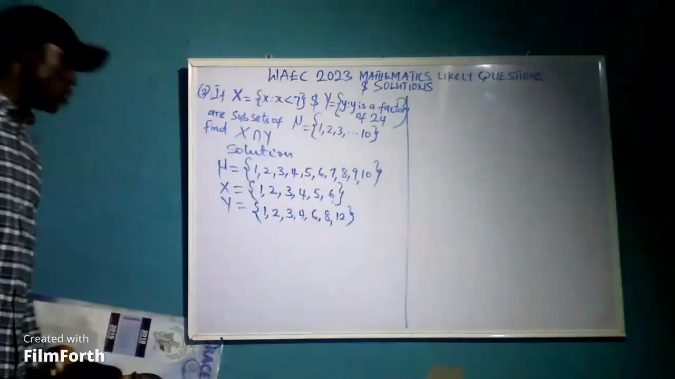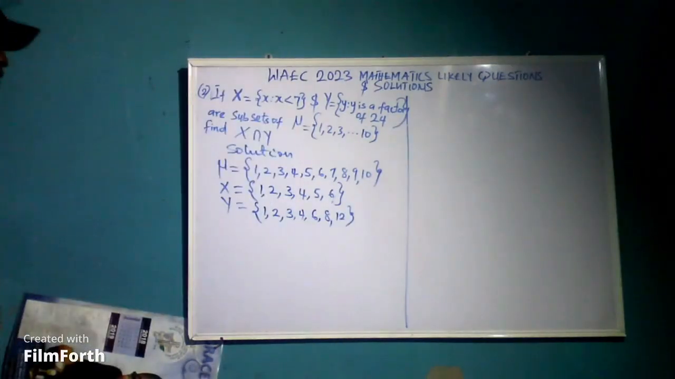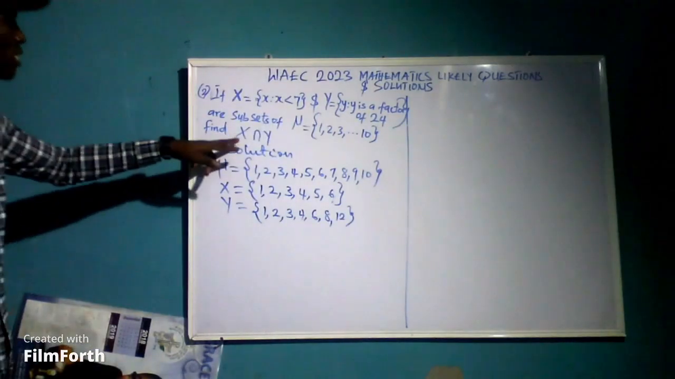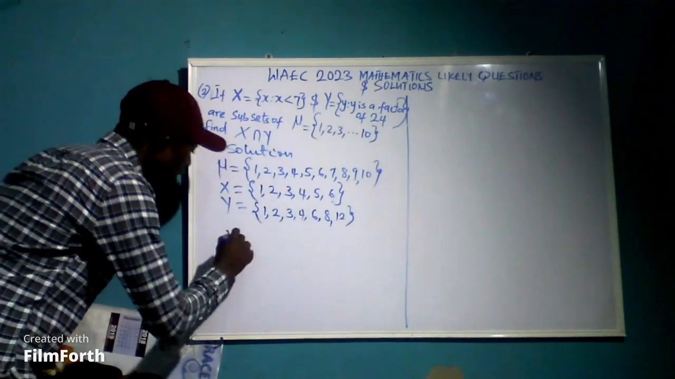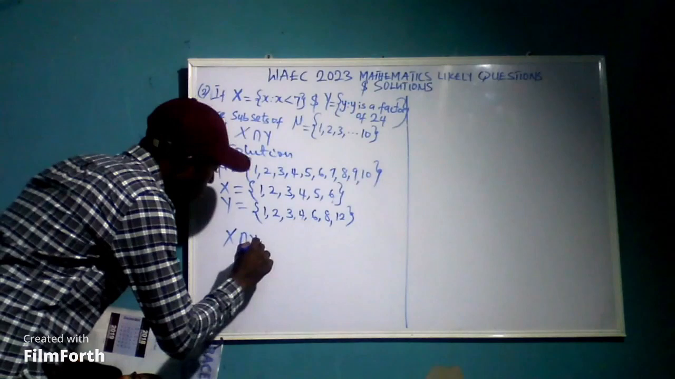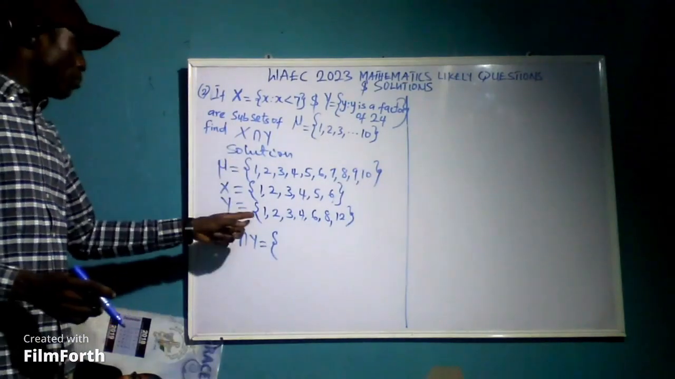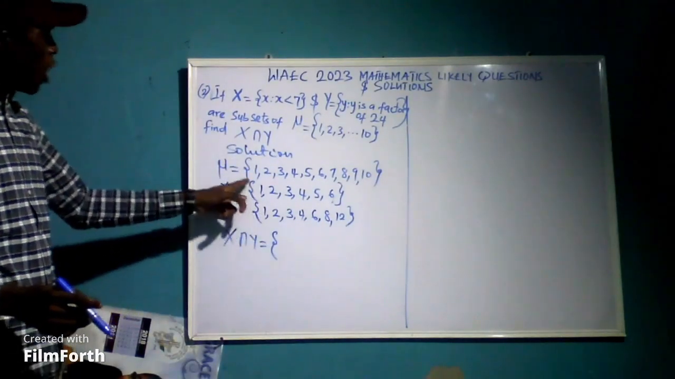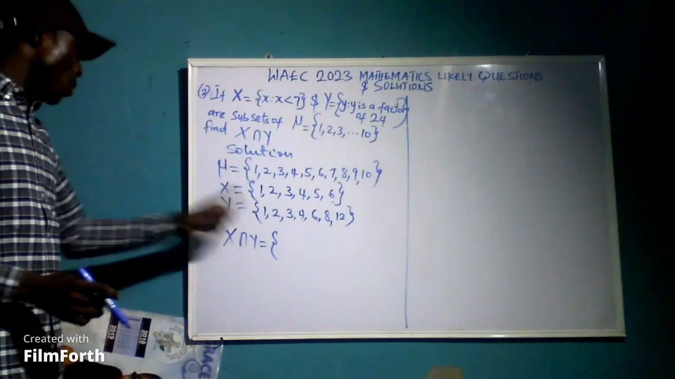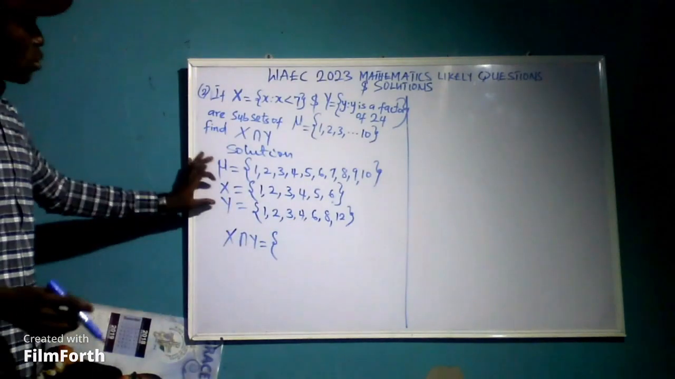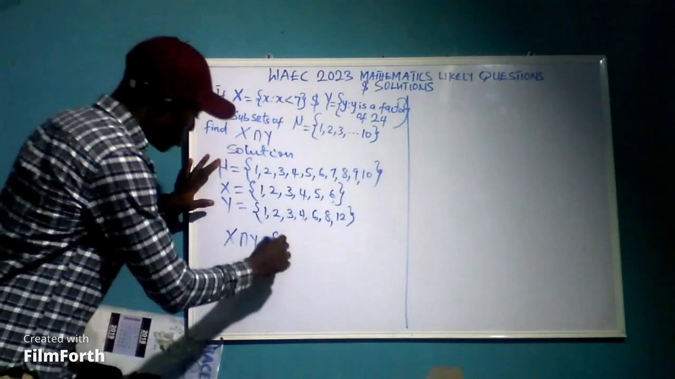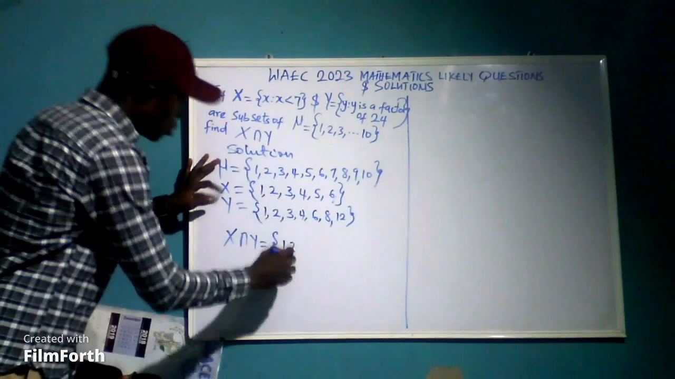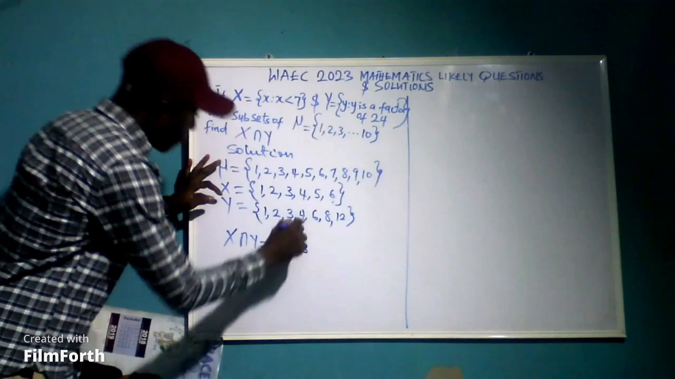We have 8, 24. And the question asks us to find X intersect Y, which means the elements that are common to both X and Y. 1 is common to both, 2 is common to both, 3 is common to X and Y, 4 is common to X and Y.